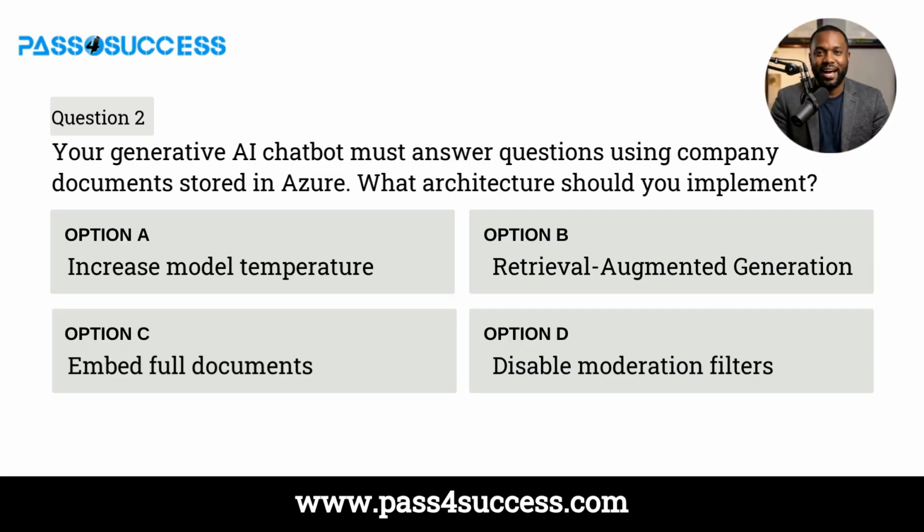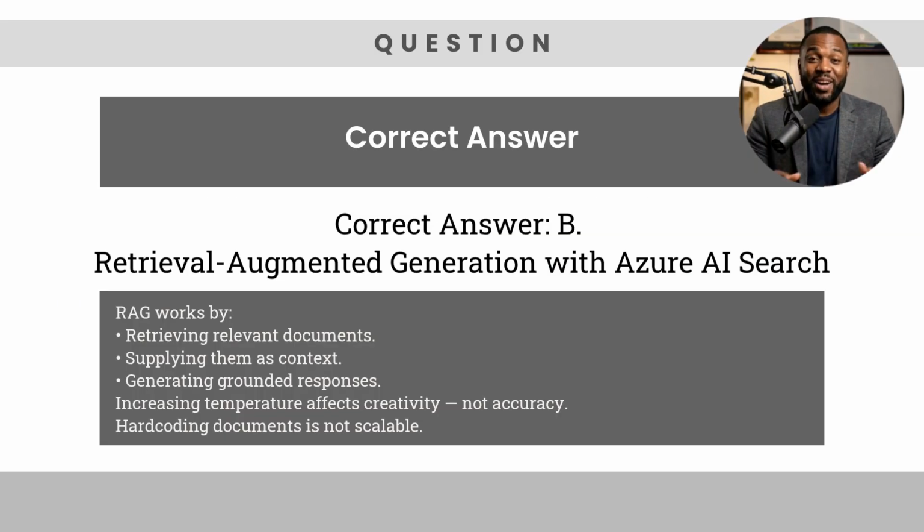Your generative AI chatbot must answer questions using company documents stored in Azure. What architecture should you implement? A. Increase model temperature. B. Retrieval-Augmented Generation with Azure AI Search. C. Embed full documents directly into prompts. D. Disable moderation filters. Correct answer: B. Retrieval-Augmented Generation with Azure AI Search.